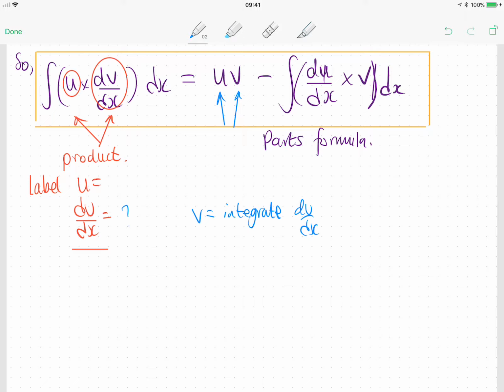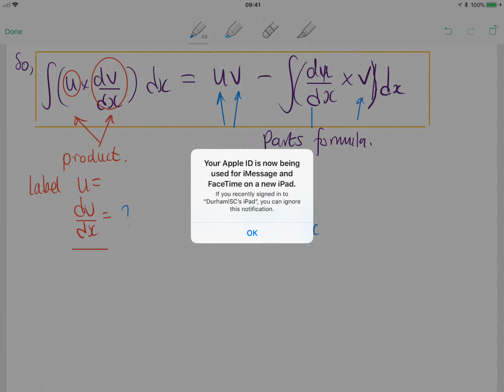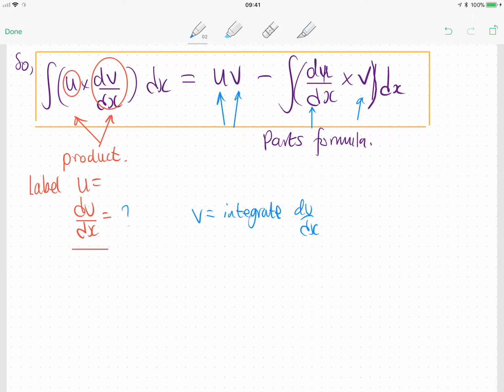Okay, what else can we see? We can see there's two things inside this integration. The first one, that jumps out to me anyway, is the V. We already got that, that's fine. We also need du dx.